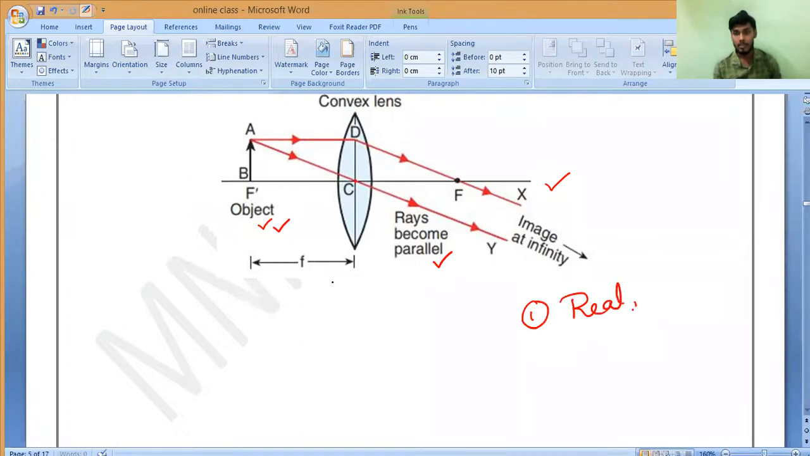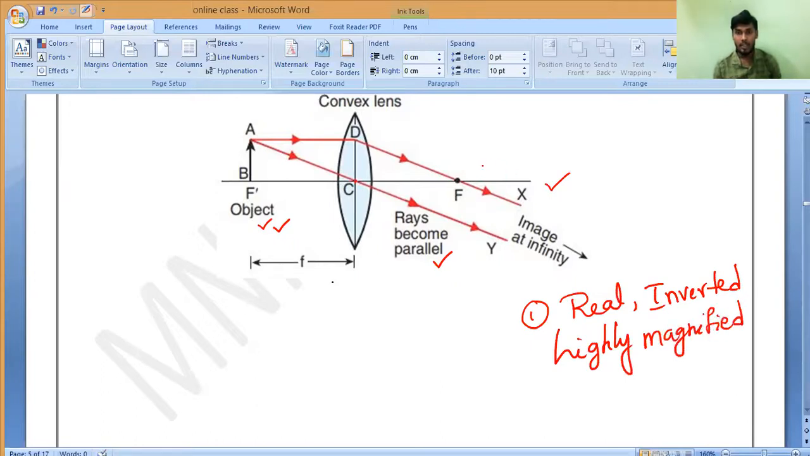Real, inverted, enlarged, that is highly magnified. Draw this ray diagram. Highly magnified. And the image will form, position is what? At infinity. Position at infinity. Nitinath, are you understanding? Yes, sir. Infinity.